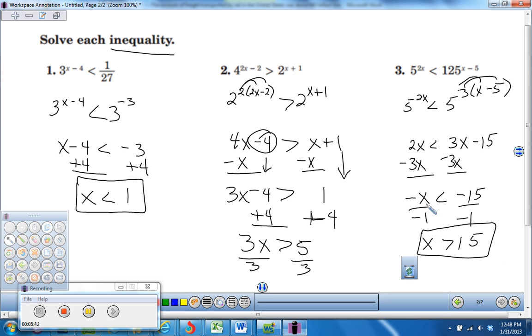Alright, so that was solving with exponents and inequalities, and so hopefully this helps out a little bit.